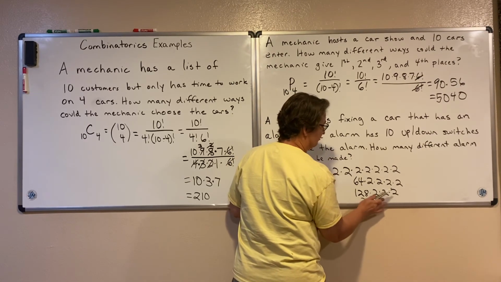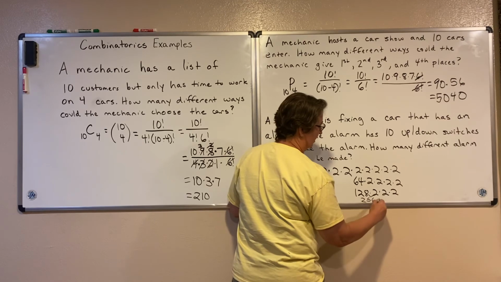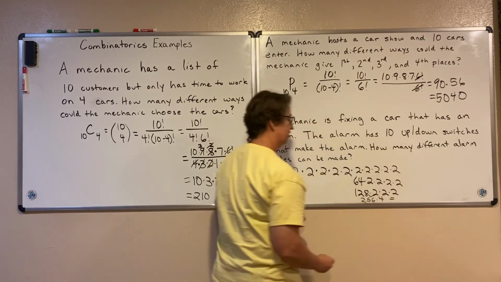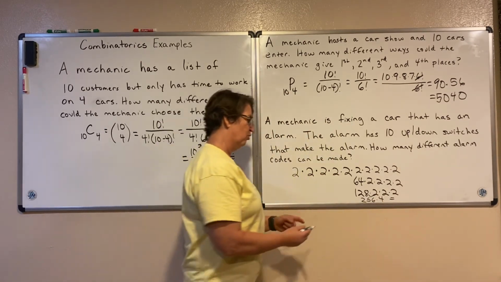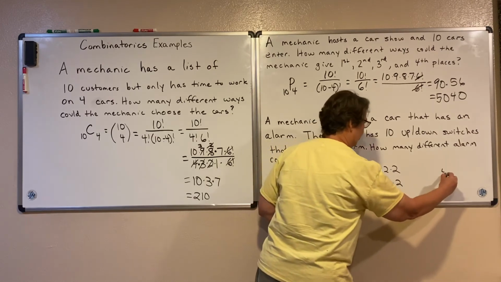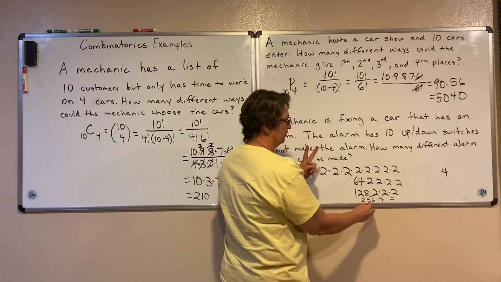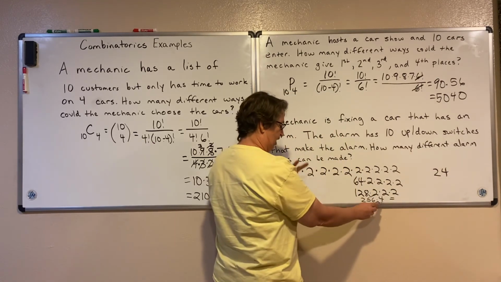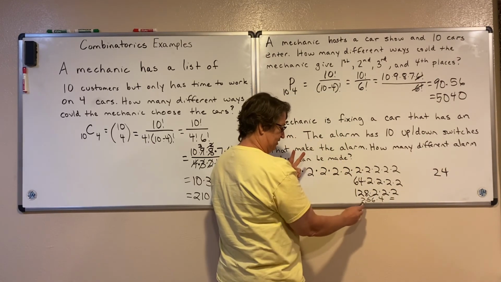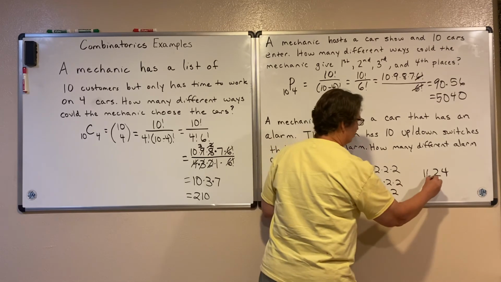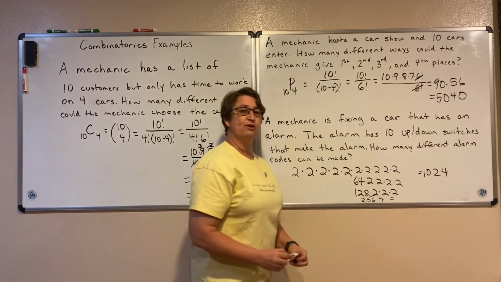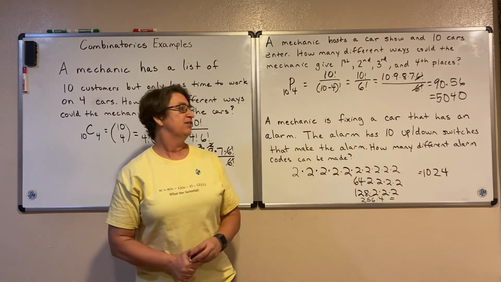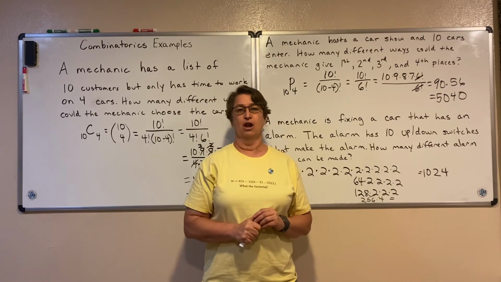Let's do this times 4, these last two, and let's make that last bit times 4. So 256 times 4, well, 4 times 6 is 24, carry 2. 4 times 5 is 20, with the 2 carried is 22, carry 2. 4 times 2 is 8, 9, 10. So there are 1,024 different ways that we could set that car alarm.